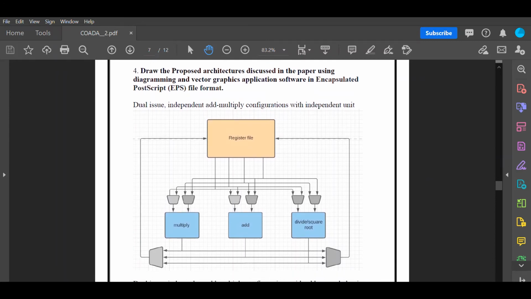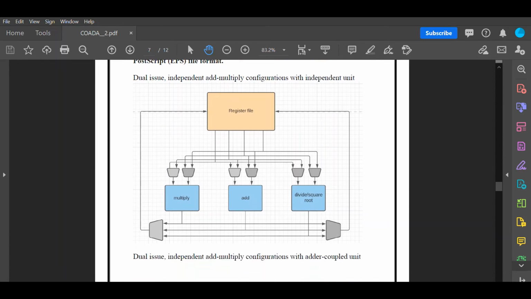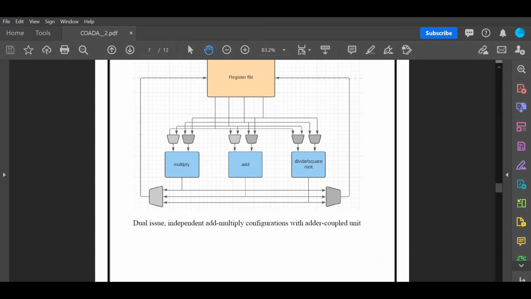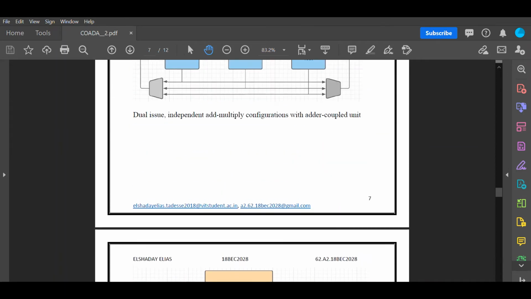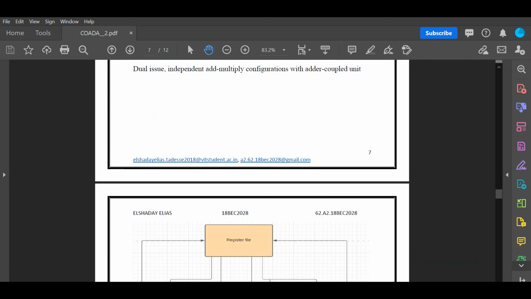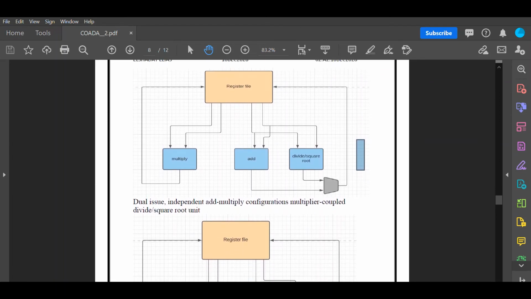So the next question is to draw the proposed architectures discussed in the paper. There is a register file, there is a multiply, add, divide and square root, and there are 8 muxes, 2 for each of multiply, add, divide, and 2 are common for all the 3. Coming here, this is for the dual issue independent add multiply configuration with the coupled unit. This one has only 1 mux, and the multiply doesn't have any muxes here.